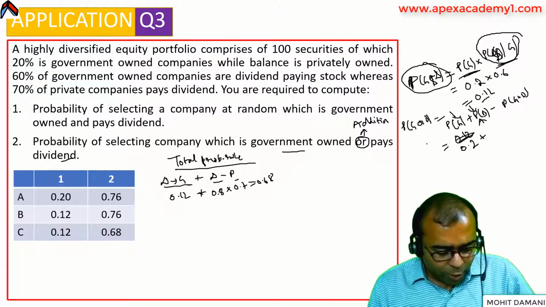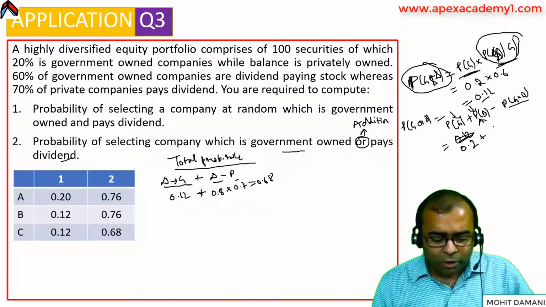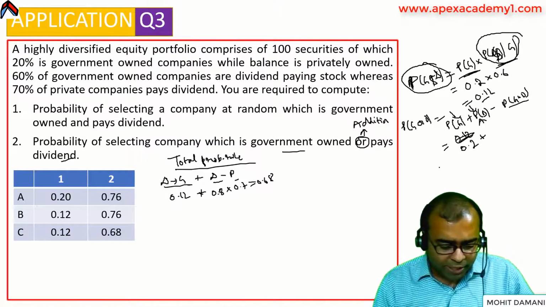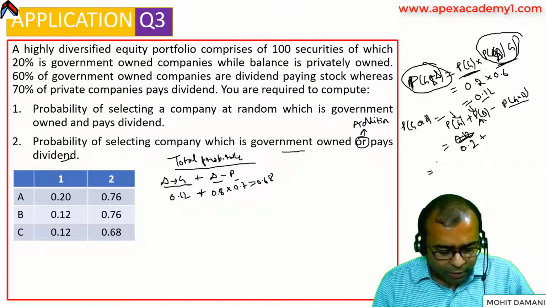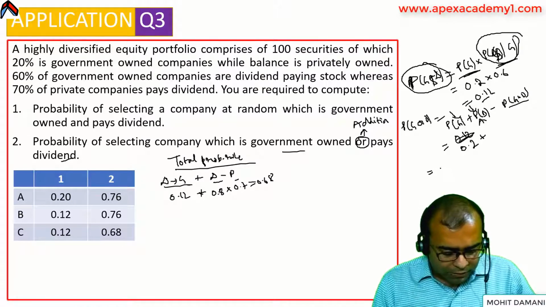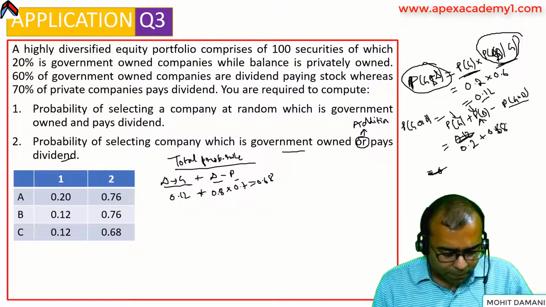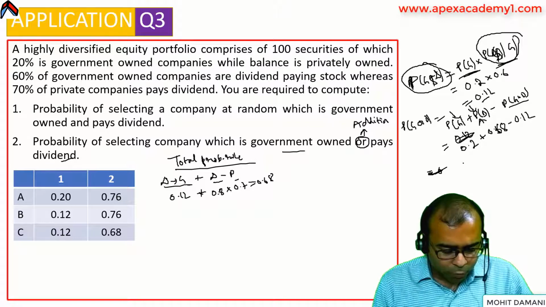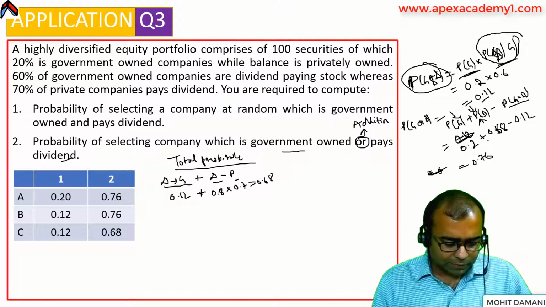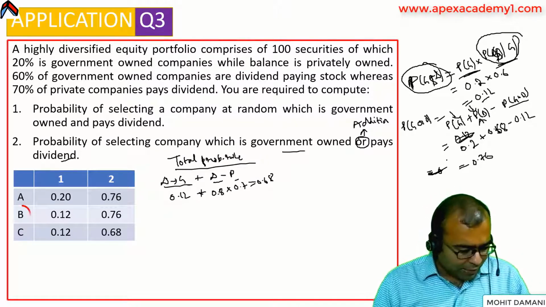Okay. So we got a P(D), we got a P(G), now we got P(GD) already computed above. Now we can compute the answer, which is 0.2 plus 0.68 minus 0.12, which is 0.76 if you calculate. So B is the correct option.